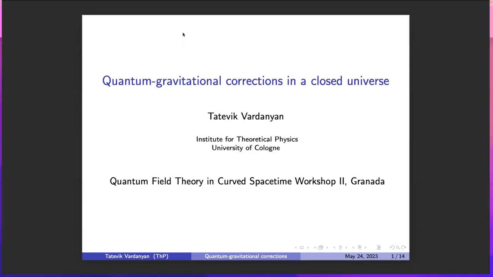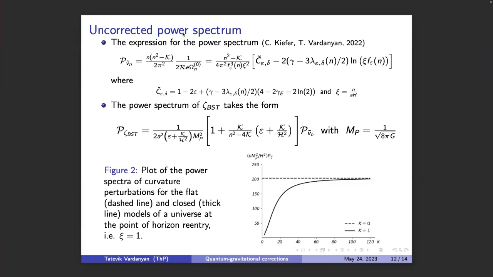As I said, it is vital to have the power spectrum of curvature perturbations as well. Using the relation that we obtained for theta BST and Vn tilde, we can obtain this final result for the power spectrum of curvature perturbations. To see what kind of effect we get, look at this plot, where the dashed line represents the flat case and the thick line represents the closed case. We see explicitly that there is a significant suppression of power at large scales. And also there is this cut here, that is because of the finiteness of the universe.